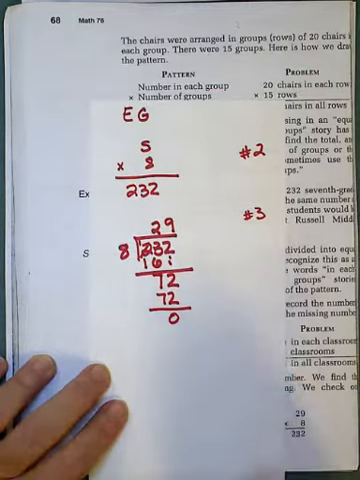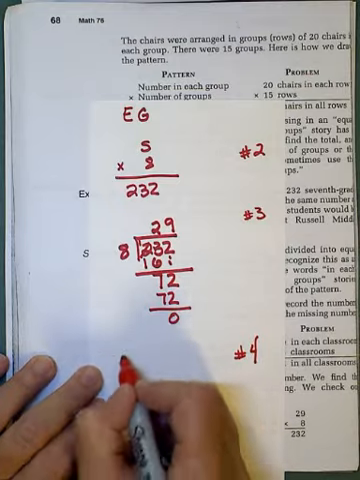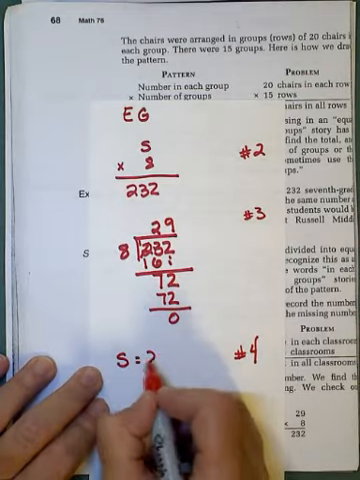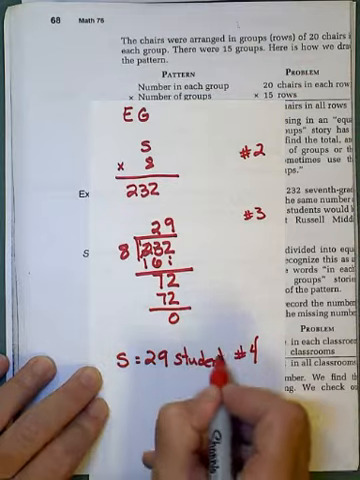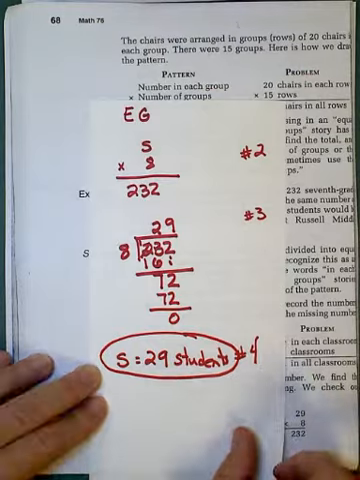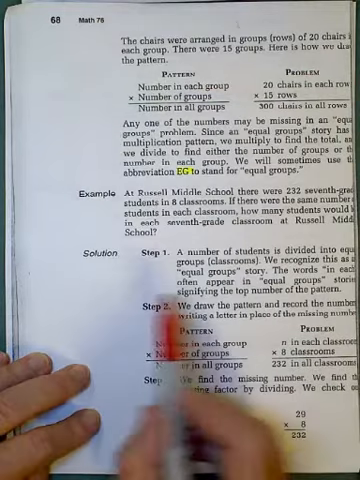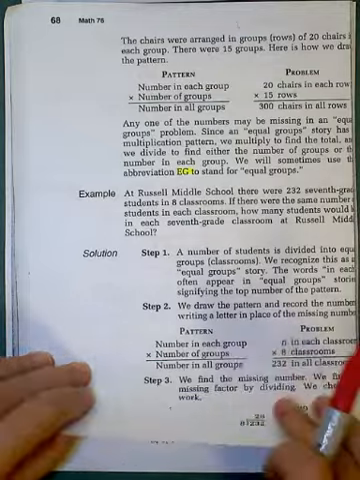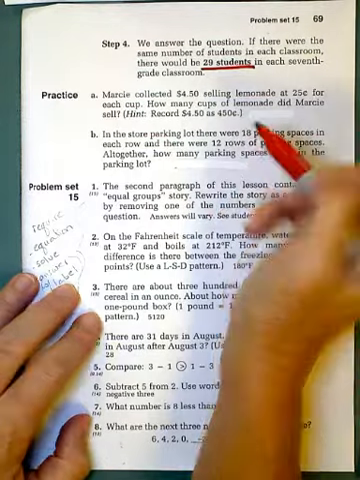Step 4 will be to write our answer. S must equal 29 students. And we circle it. Let's check against what the book has done. Looking good so far. And yes, 29 students would go into each of those classrooms.